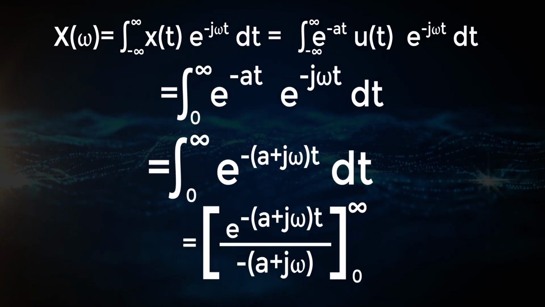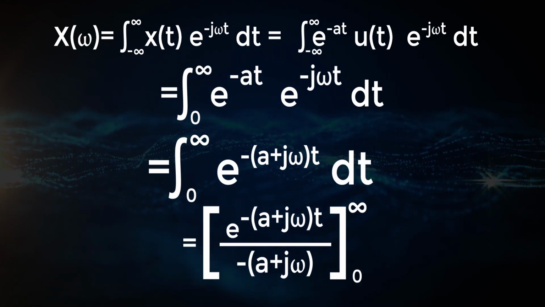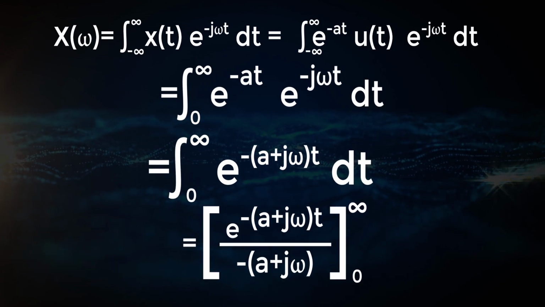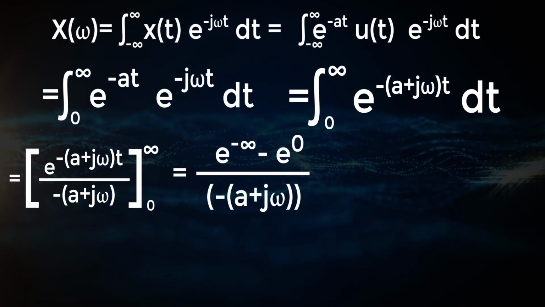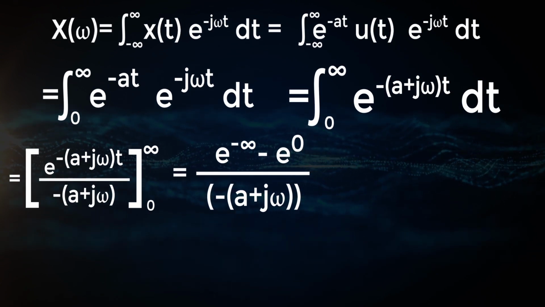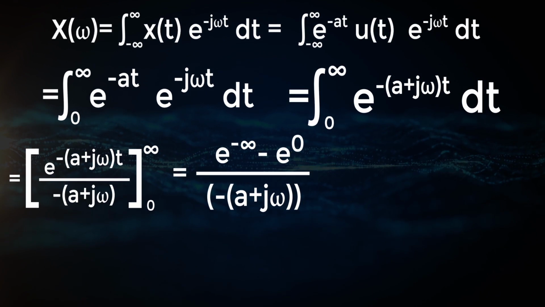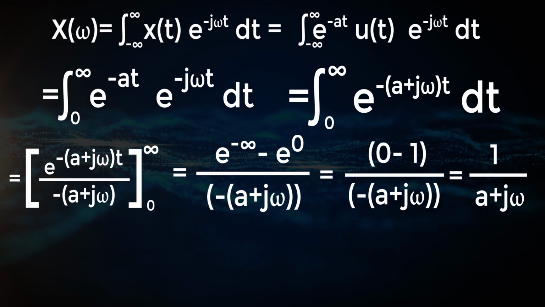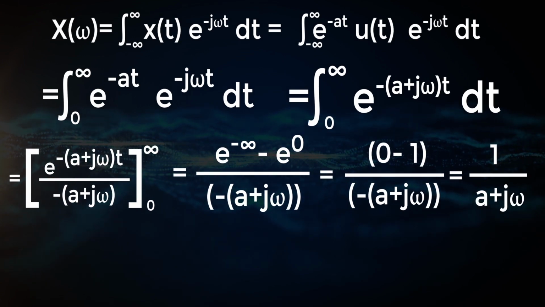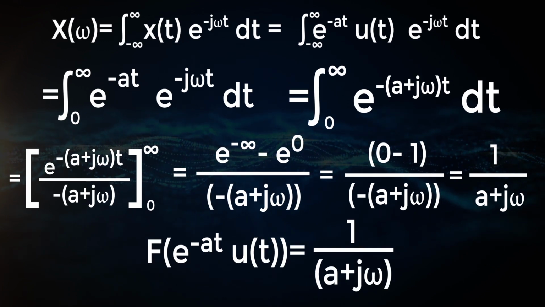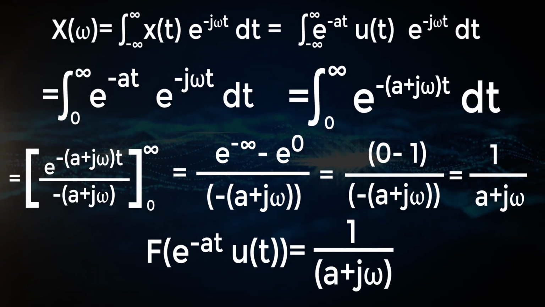e^(-(a + j omega) t) divided by minus (a + j omega), with limits 0 to infinity, equal to e^(minus infinity) minus e^(0), divided by minus (a + j omega). 0 minus 1 divided by minus (a + j omega) equals 1 divided by (a + j omega). Therefore, F of e^(-at) u(t) equals 1 divided by (a + j omega).